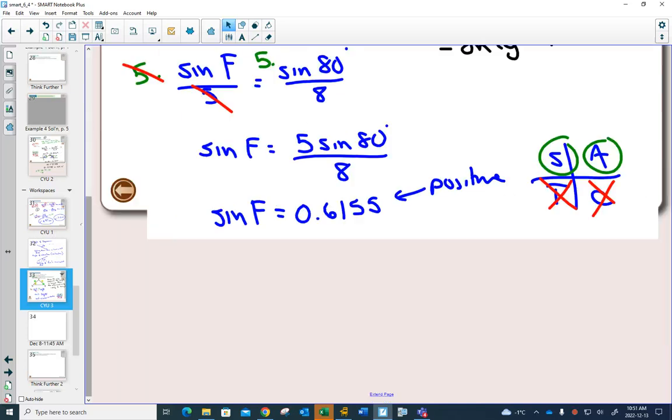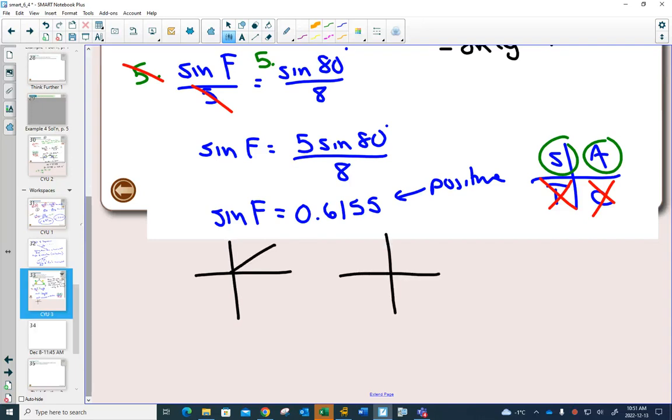Now it's positive, so the possibilities here are that it could be in quadrant 1 or in quadrant 2. We can label our reference angle, so that would be an F with a little r. This would be angle F.